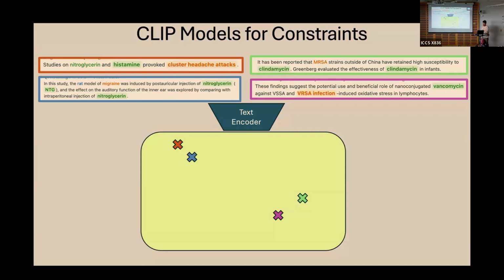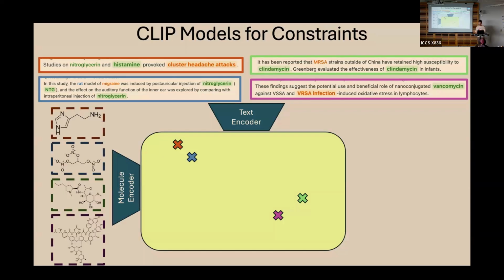So how does this happen? Well, I also embed molecules, and the key here is that I'm going to use a molecule encoder into the same size latent space. So if these are 3,000 dimensional vectors for the text, I'm also going to extract 3,000 dimensional vectors for each of the molecules. So, histidine, histamine, nitroglycerin, clindamycin, vancomycin. And here is actually the supervision for training these encoders, right?